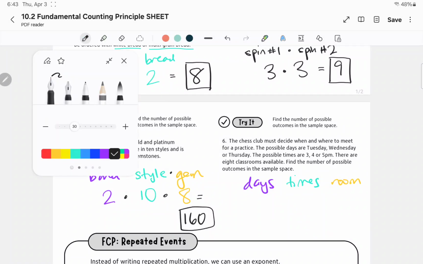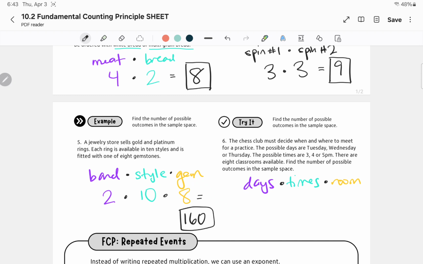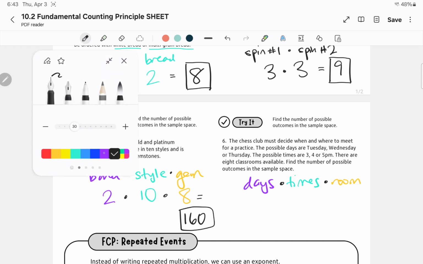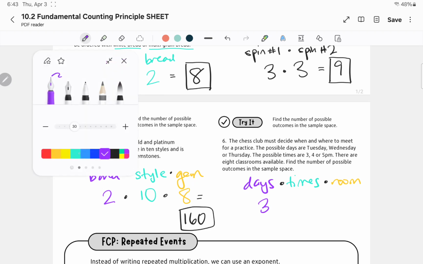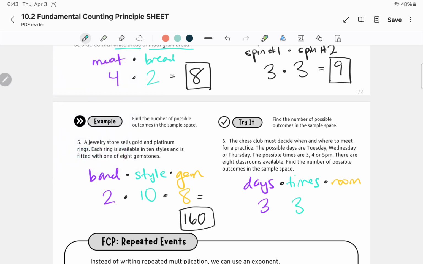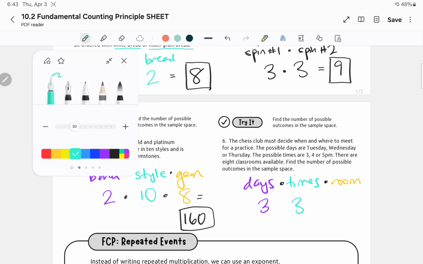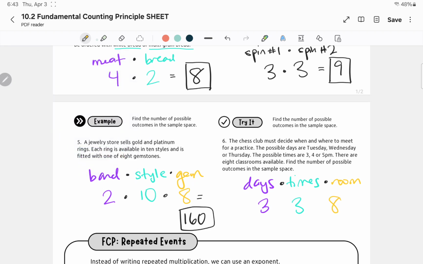Okay, so once I've decided those, now I can decide how many outcomes. So how many different days do we have to choose from? There's 3 days. How many different times do we have to choose from? There are 3 different times, right? 3, 4, or 5 p.m. And then how many rooms? It says 8 classrooms. Okay, so we're going to multiply these together. So 3 times 3 is 9. 9 times 8 is 72. All right, so now we have done 1 event, 2 events, 3 events.